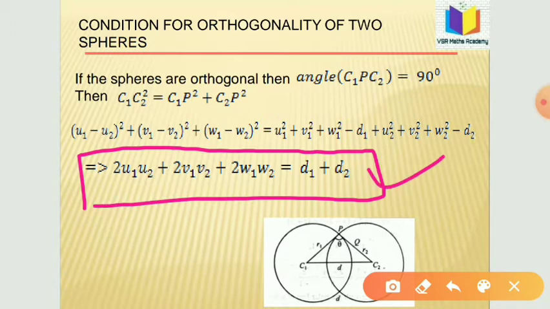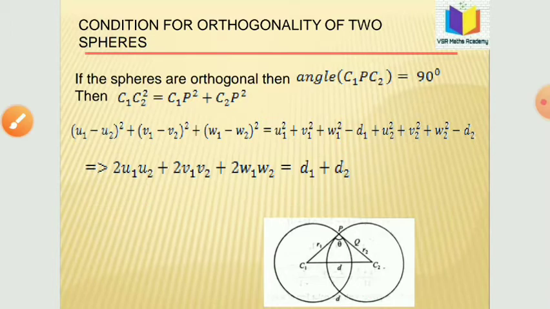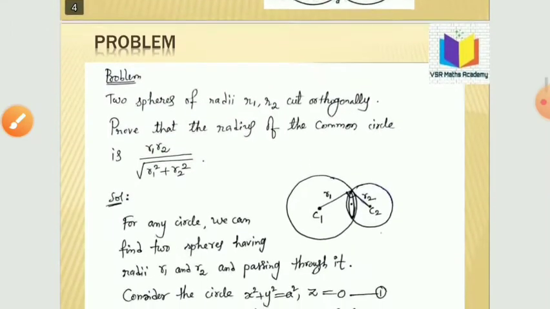This is the condition that the given spheres S1 equal to 0 and S2 equal to 0 must follow if they are orthogonal. This is the condition for orthogonality. Let us see some problems.